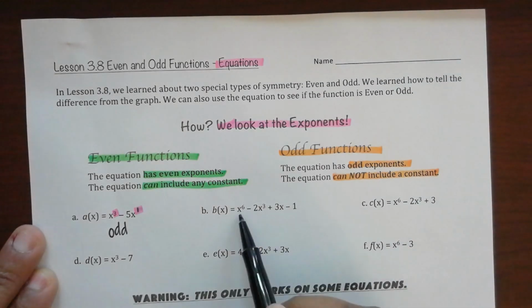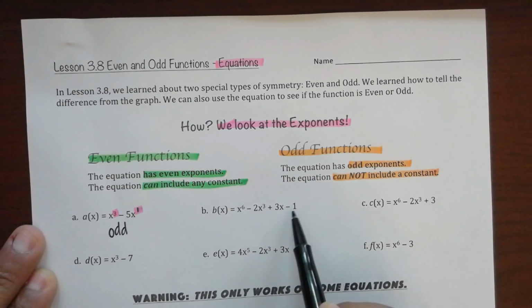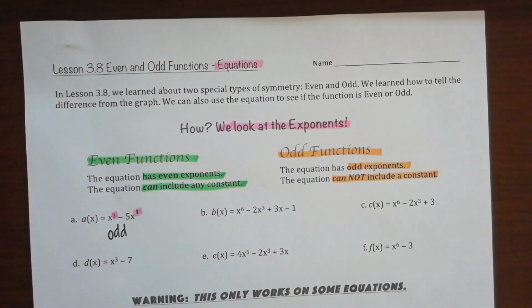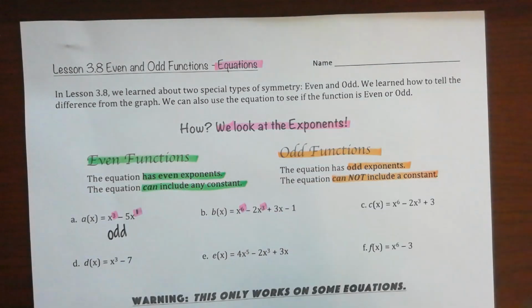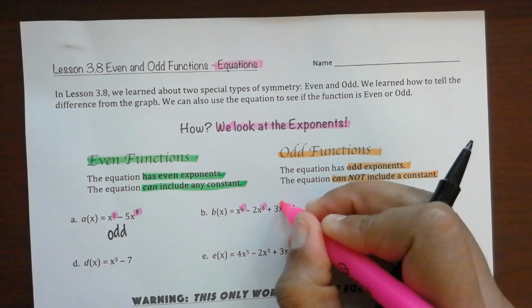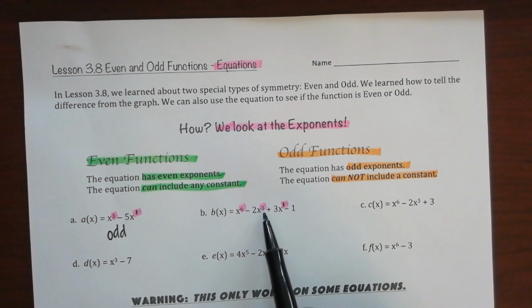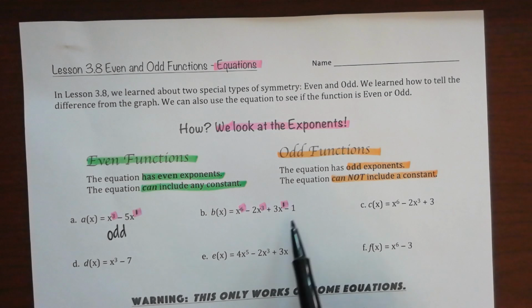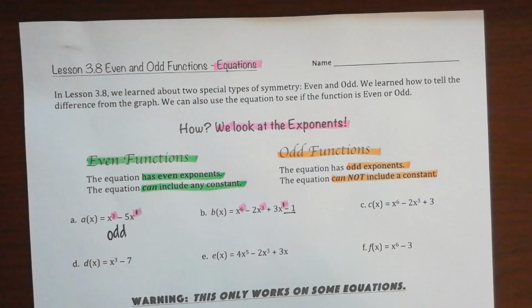What's my exponent on this one? B of x equals x to the 6 minus 2x cubed plus 3x minus 1. So what's my first exponent I see? 6. Then 3, then 1. If you don't see it, write it in. Those without highlighters, circle your exponents. So how would you describe 6, 3, 1? And then do I have a constant? My constant is that negative 1 right there.